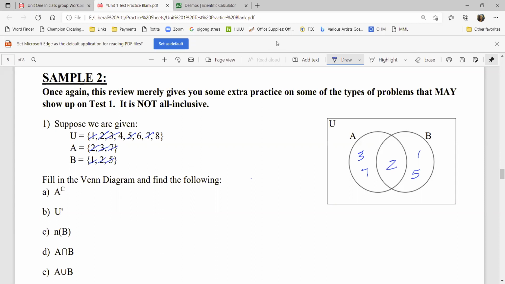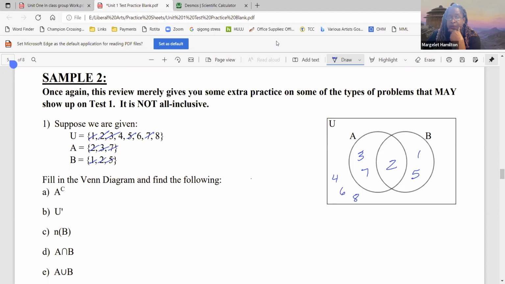3, 6, and 8 are left over. Look again. Oh, 4, 6, and 8. Okay, so 4, 6, and 8, because 3 is already in A, and we already used that. So 4, 6, and 8 need to be out here in the universe. Is everybody all right?